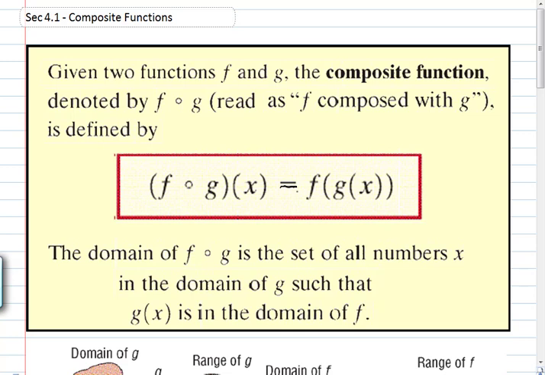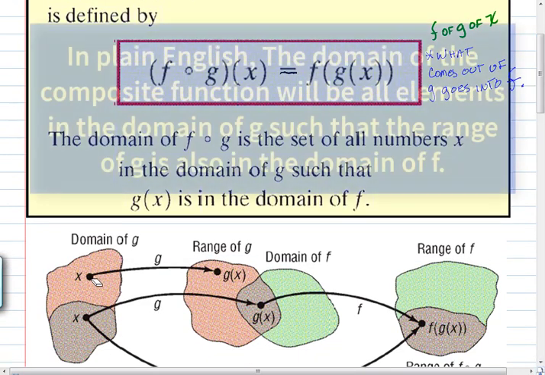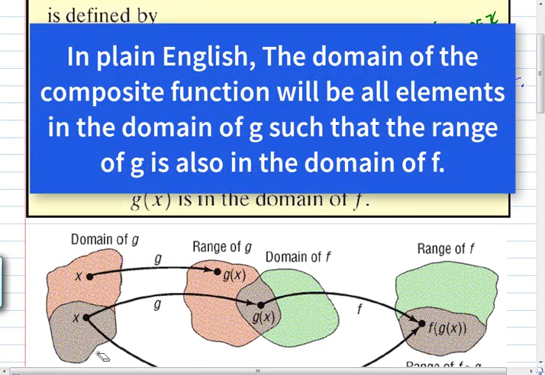And the way that I want you to read or interpret that in your mind is f of g of x. Basically what this means is whatever comes out of g goes into f. A more appropriate or mathematical way of saying this is that the domain of g may consist of this whole big old thing right here. The domain of g gets mapped to this range of g.